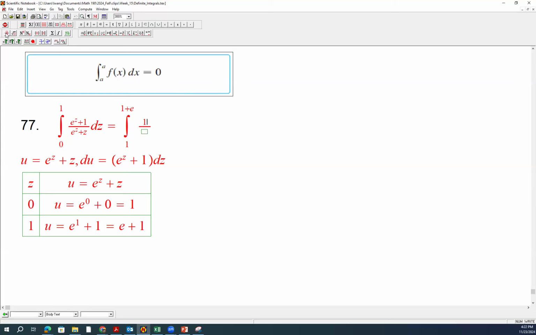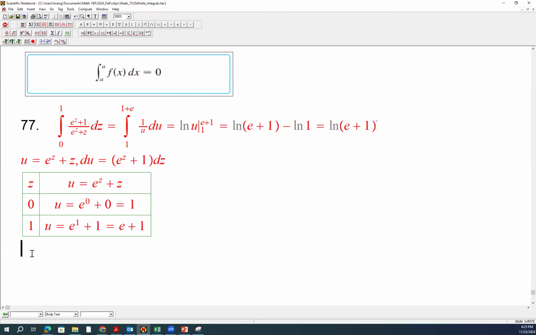And we will have 1 over u du, because the numerator times dz is du. The antiderivative is ln u, evaluated at lower limit 1 and upper limit e plus 1, or 1 plus e, same thing. So that equals ln(e plus 1) minus ln 1. ln 1 is equal to 0, so the final answer is ln(e plus 1). Finish. Okay, so that question is done.